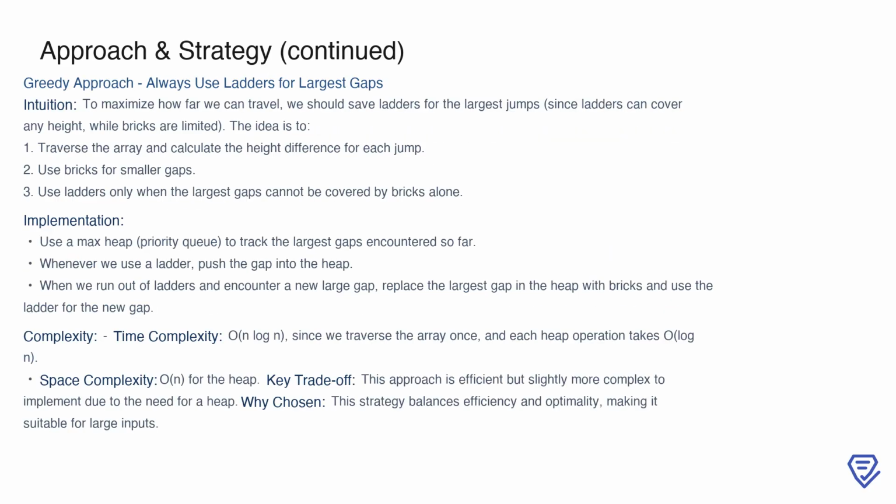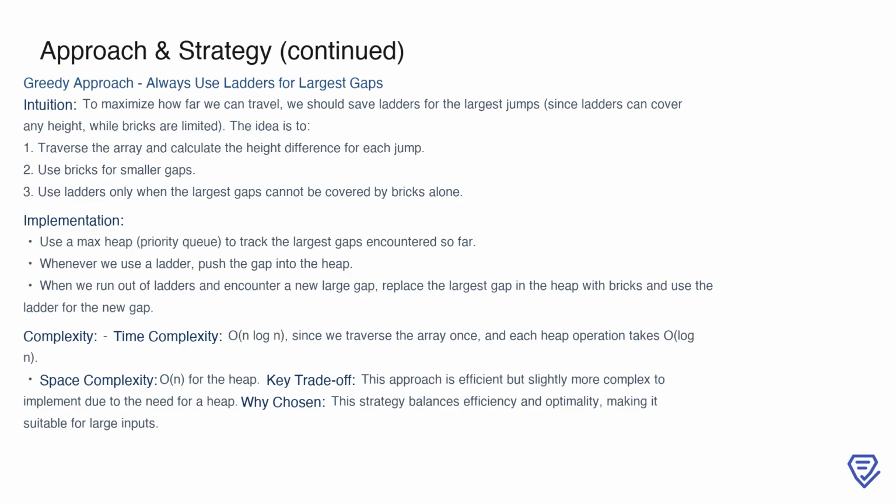An alternative is the greedy approach, which aims to save ladders for the largest gaps. The reasoning here is that ladders can cover any height, while bricks are limited, so we should use bricks for smaller gaps and reserve ladders for the largest ones. To implement this, we traverse the array and calculate the height difference for each gap. A max heap, or priority queue, helps us keep track of the largest gaps. Whenever we use a ladder, we push the corresponding gap into the heap. If we run out of ladders and encounter a new large gap, we replace the largest gap in the heap with bricks and use the ladder for the new gap.